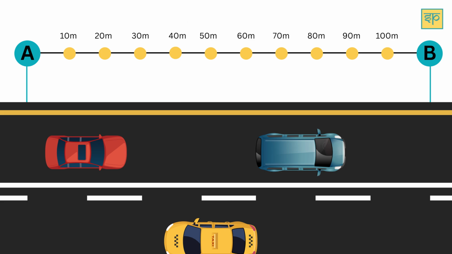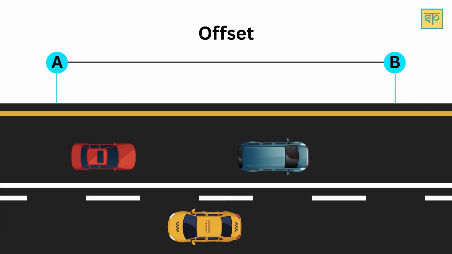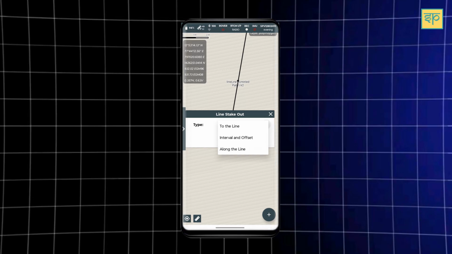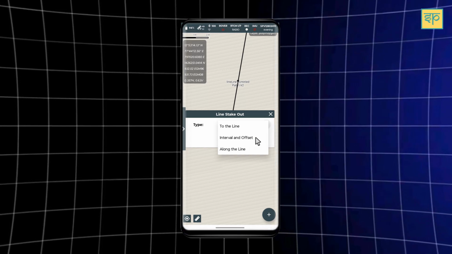Offset allows you to stake out points at a fixed distance from the original line. This is useful when the actual line is inaccessible, or when you need to create a parallel alignment for construction, utilities, or safety purposes. To use this feature in the SurveyPod app, click on the Interval and Offset option.